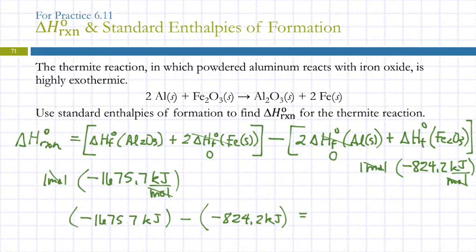So I've got negative 1675 point, I'm missing the pointer. And I'm going to subtract a negative 824.2. I'm going to get negative 851.5 kilojoules. So the heat of reaction is negative 851.5 kilojoules. Any questions?